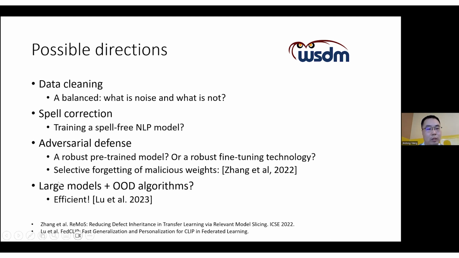And the last one is large models plus OOD algorithms. We can see that there's still room for improvement for the large models, especially on some long-tailed images or long-tailed samples. So it's very important to develop some OOD algorithms on those models. I would like to give you a hint. It's the efficiency, because we can see large models are really hard to train. So our algorithms should be lightweight and efficient. You can refer to this paper to see how we developed a CLIP model in the federated learning setting to make it very fast. And the generalization performance is also very good.